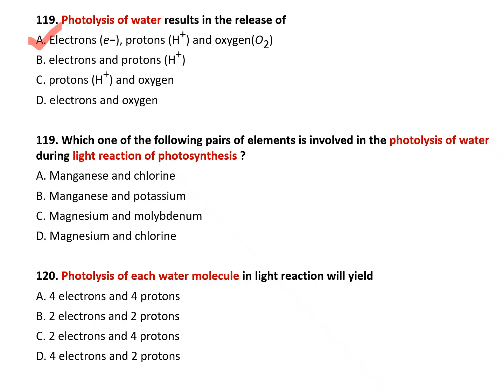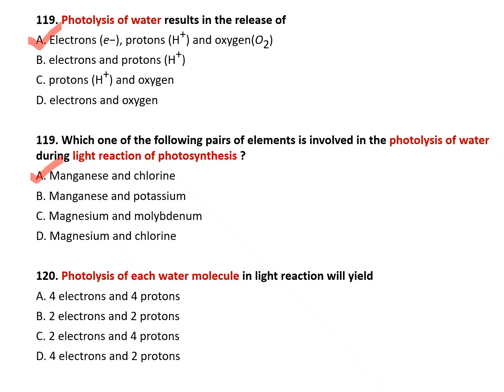The next question, number 119. Which one of the following pairs of elements is involved in the photolysis of water during the light reaction of photosynthesis? Option A, manganese and chlorine. Option B, manganese and potassium. Option C, magnesium and molybdenum. Option D, magnesium and chlorine. The correct answer is option A, manganese and chlorine.